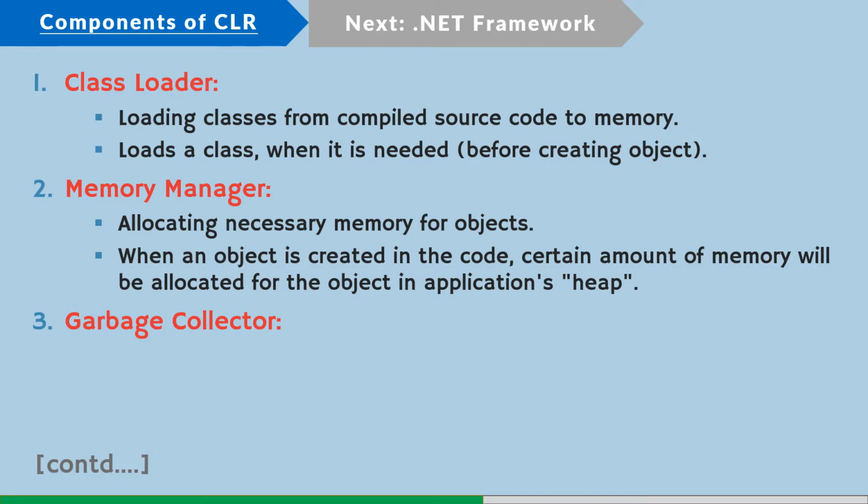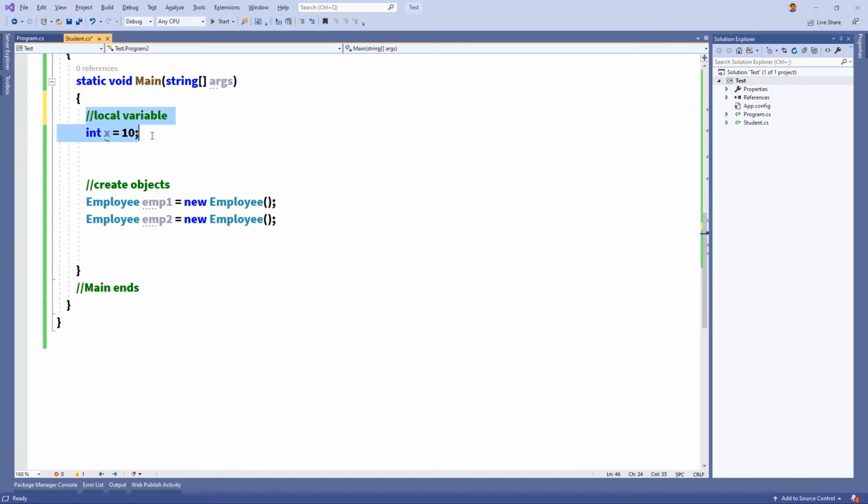So the memory manager is only responsible to allocate the memory. But who will delete the memory after the usage? For example, we have created one or more local variables here and one or more objects here. So the memory manager component has allocated the memory, and whenever the control reaches the end of the method, all these local variables should be deleted, and at the end of application execution, all the objects should be deleted. So which component will be responsible to delete the memory?